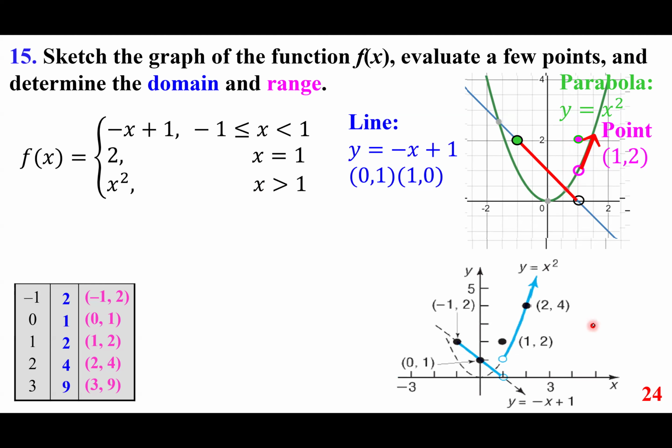Now, what is the domain? The domain starts from negative 1. Is negative 1 included? Yes, that's a solid point, and it goes all the way to infinity. Range starts from 0 and goes to infinity, but 0, I don't see any point. I see a hole here. 0 is not included. So domain: negative 1 to infinity, negative 1 is included, the endpoint. Range: 0 to infinity, 0 is not included.